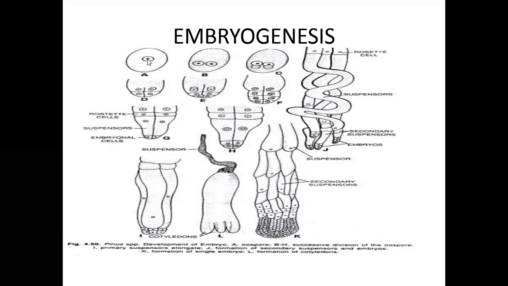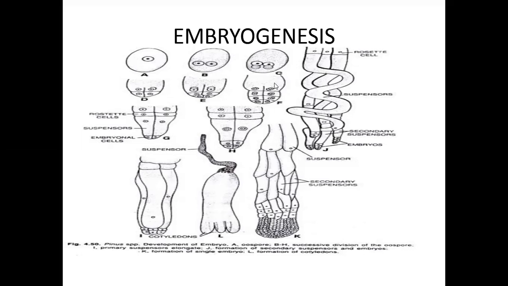The diploid zygote participates in mitotic divisions to form two cells. Again, the two cells participate in mitotic division to form four cells. The four cells again divide mitotically to form 8 cells, and the 8 cells again divide to form 16 cells.